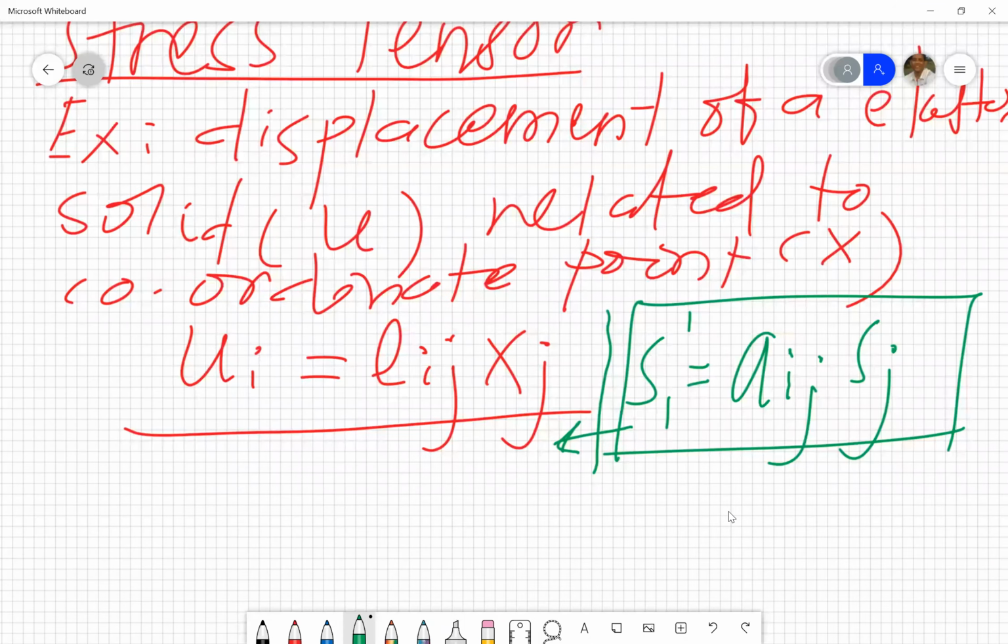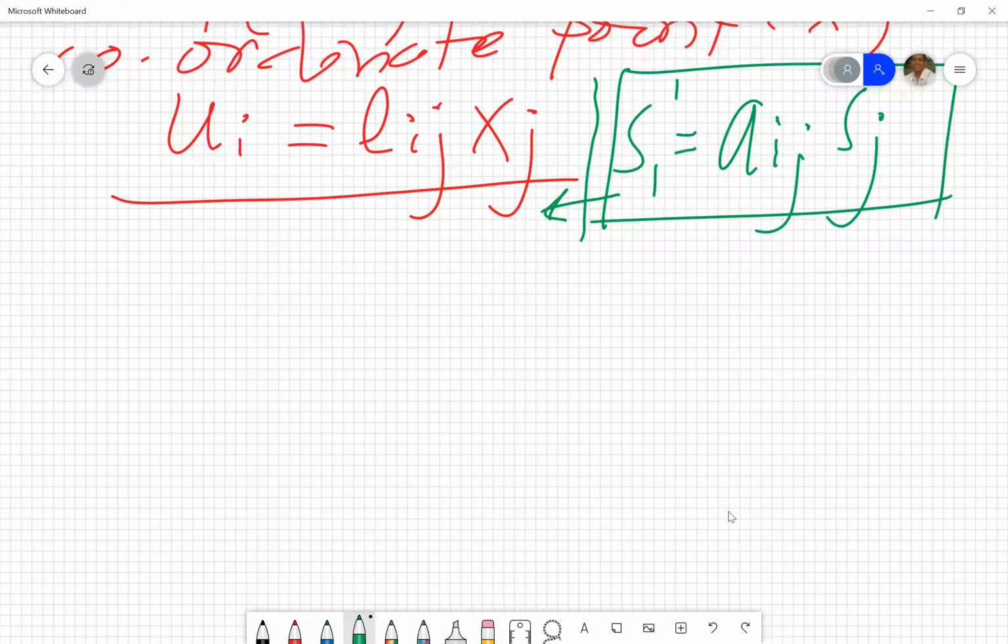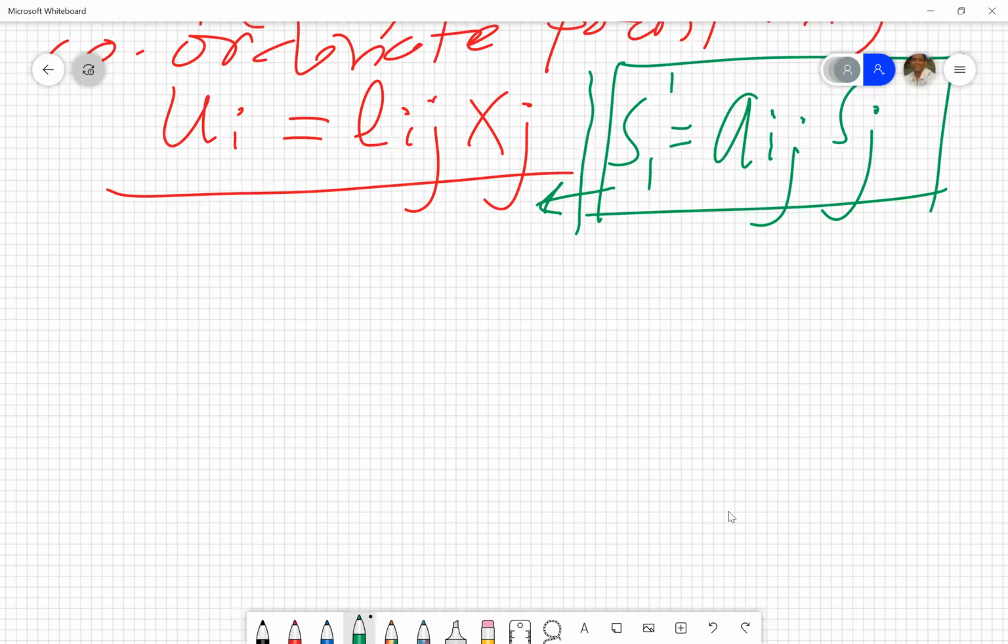So now we can expand this equation. As we know, there are two suffixes: j is the dummy suffix here, and i is the free suffix here. The summation will be taken over j, the dummy suffix. So we will expand this equation.